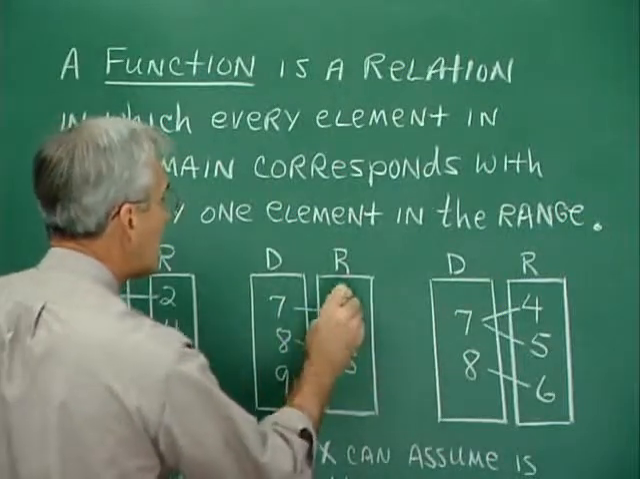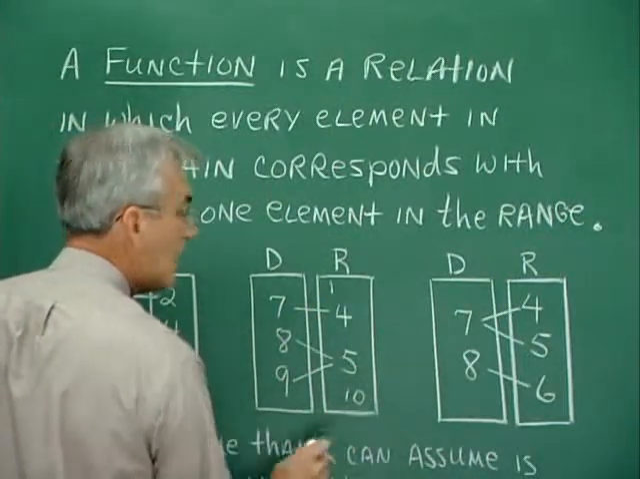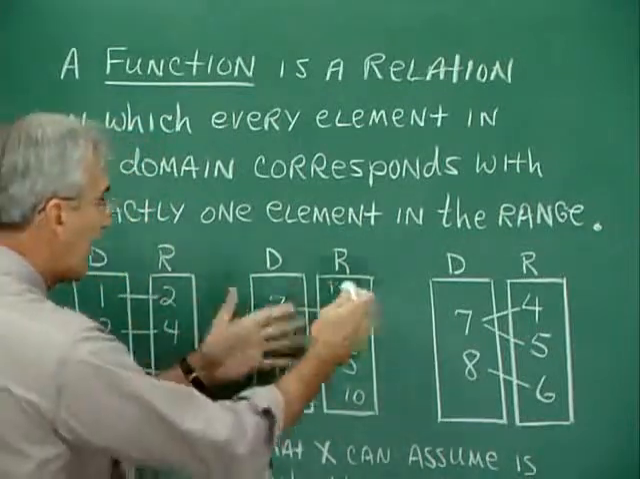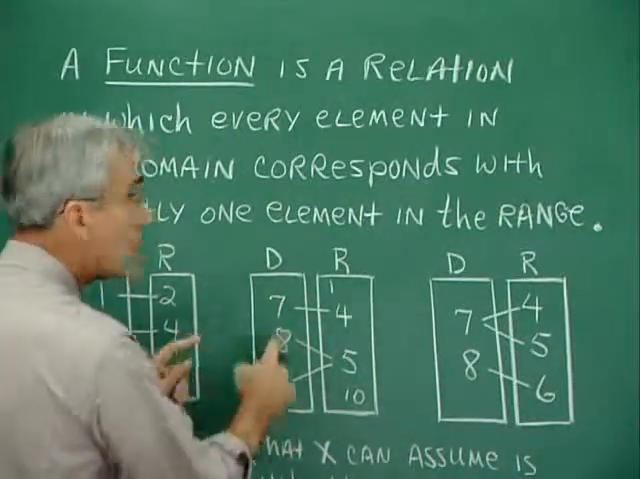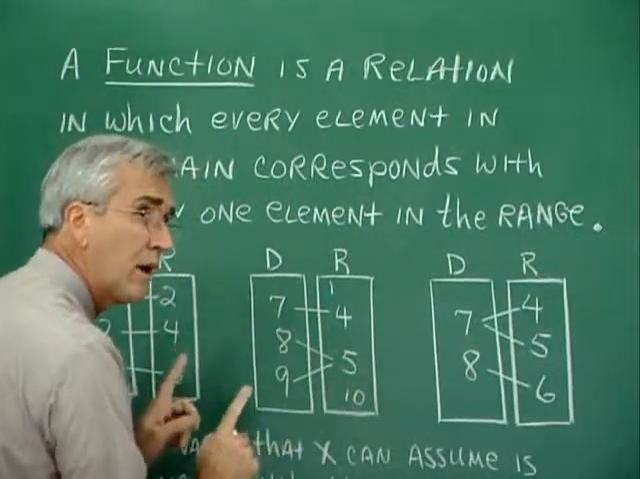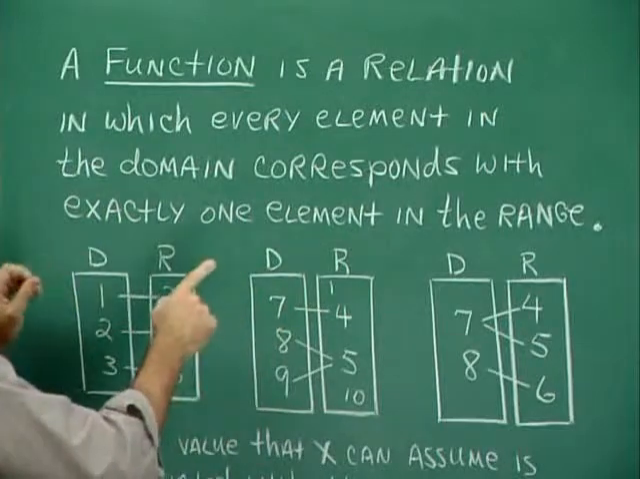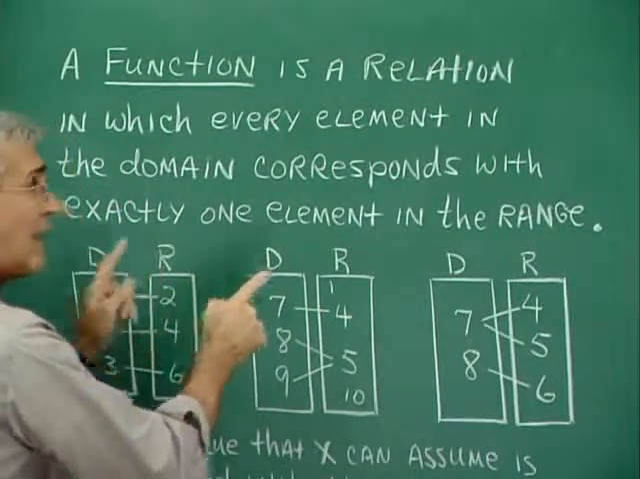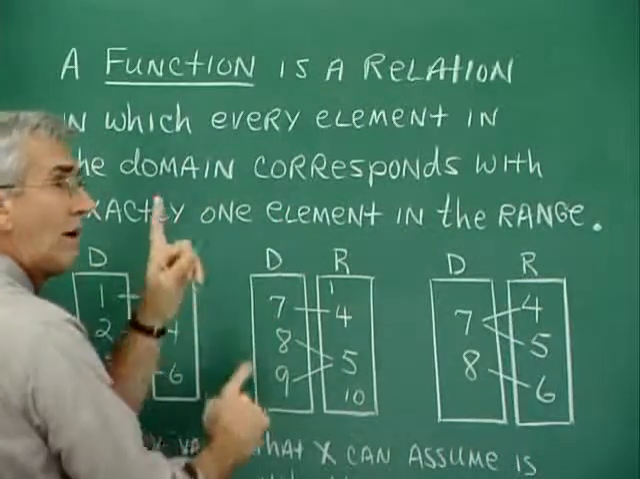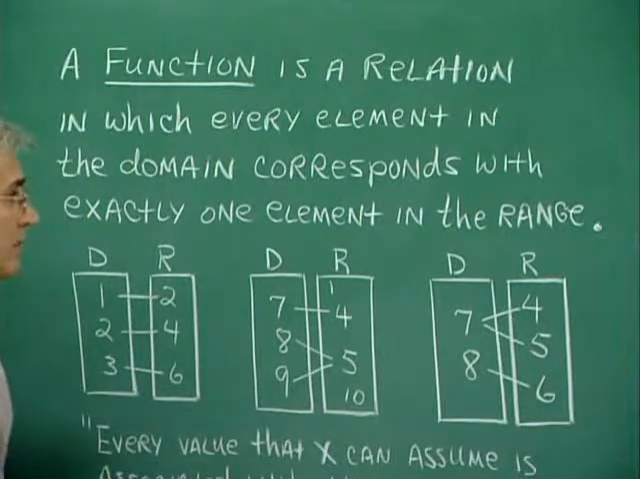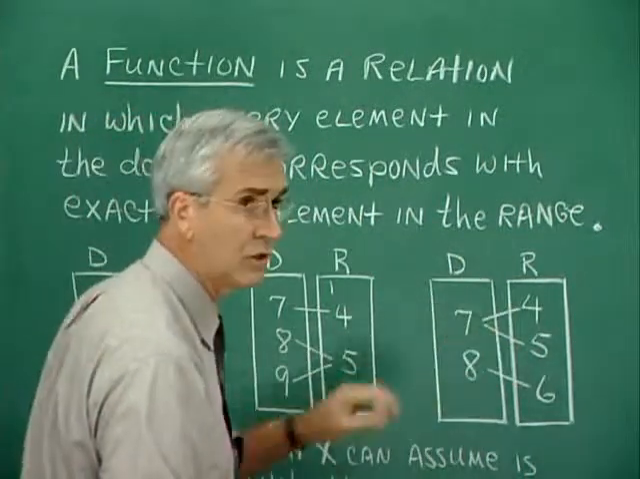The range could include 1 and 10 that have no correspondence with items in the domain. It's okay. If we had other items in the domain, though, we would need to have partners in the range corresponding with them. That's this idea of exactly one. That means one and only one. So we have to have a partner and only one partner in the range for us to have a function relationship. All right, here's an example of a non-function relationship.